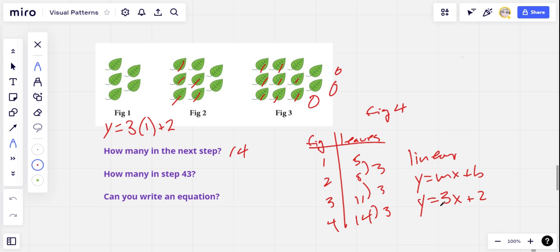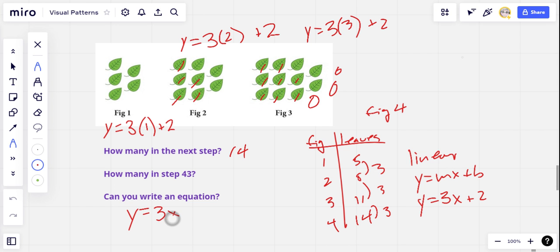So this should be our equation, but let's test it. Let's make double sure. So let's try figure number 2. So I'll put in 2 in place of x. So y equals 3 times 2 plus 2. Well, 3 times 2 is 6 plus 2 is 8. Yeah, that works out. Let's try step 3 or figure 3. y equals 3 times figure 3 plus 2. So that'd be 9, 10, 11. Yeah, that's what we're getting for figure 3. So our equation is y equals 3x plus 2.